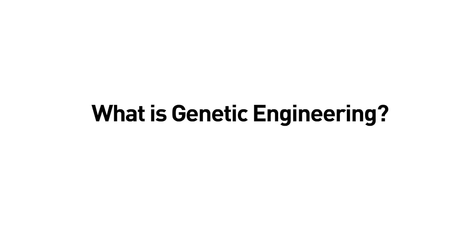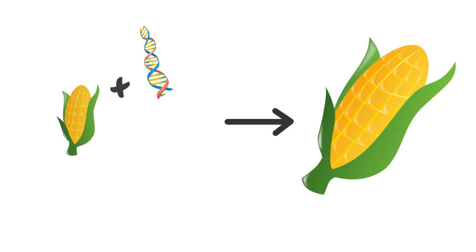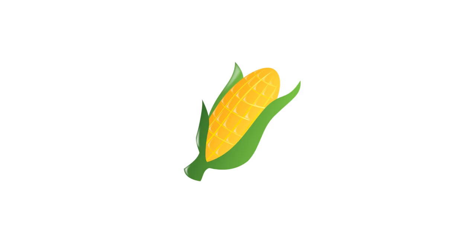So, what is genetic engineering? Genetic engineering is when the genetic code of an organism is altered to produce a desired trait. This is done by taking a gene from one and inserting it into the DNA of another to get the wanted end result. To get a better sense of how this is done, let's first understand how DNA works.